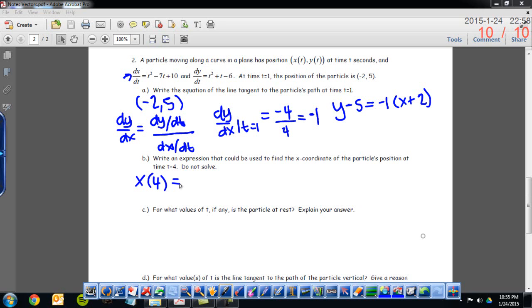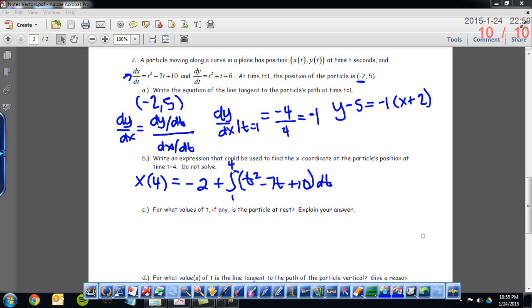And we are going to start with a known position. We were told up here that at time t equals 1, the particle was at the point negative 2 comma 5. Well, the x value would be negative 2, so that's what I'm going to use for this. And then I need to integrate dx/dt, since I'm dealing with the x component, which is t squared minus 7t plus 10, between the time of this known position, which occurred at t equals 1, and the time that I'm trying to get to, which is t equals 4.